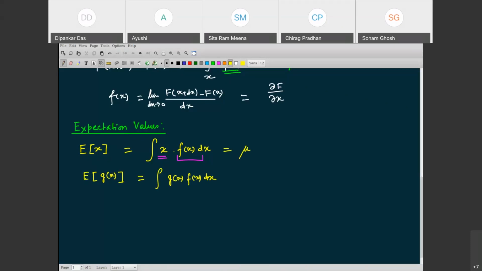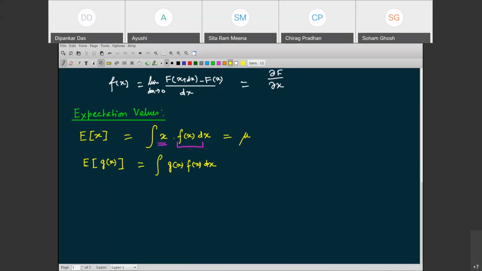Some of the expectation values are more interesting than the others. So first of all, let us define something called the moments. This is alpha n, called the nth moment. That is defined as the expectation value of x to the power n. And of course the definition is the integration of x to the power n f(x) dx.